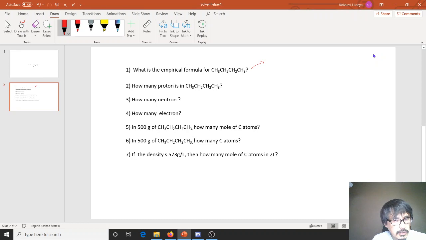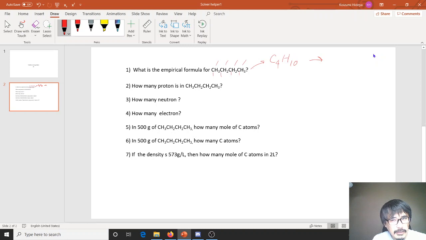Okay, good. If I write the molecular formula, then that will be C4, because carbon says 1, 2, 3, 4, right? 4 of those. And then I have 3, 2, 2, 3. So that one is going to be H10, right? That's called the molecular formula.